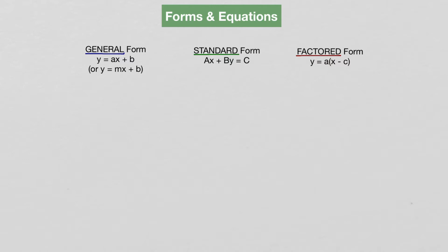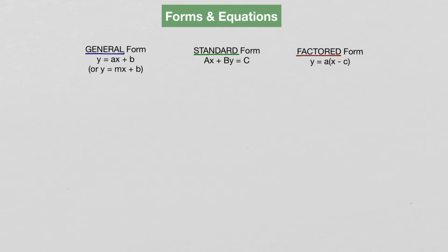equals mx plus b, which is also known as the slope-intercept form. Then there's the standard form, which is ax plus by equals c. And the last one is the factor form, y equals a times the quantity x minus c. There are advantages and disadvantages to each form in terms of determining y-intercept, x-intercept, for example. But these are the three different forms that you should be aware of.